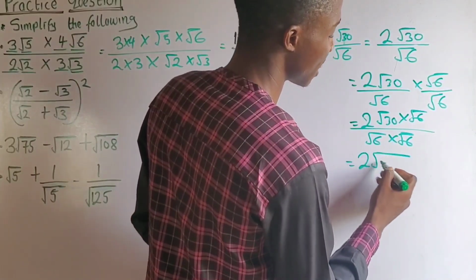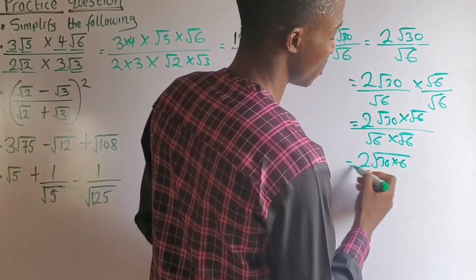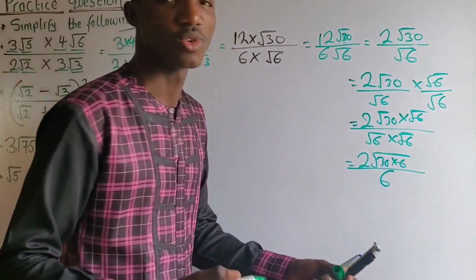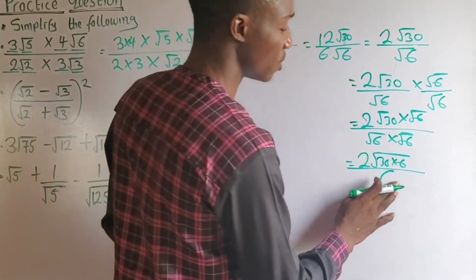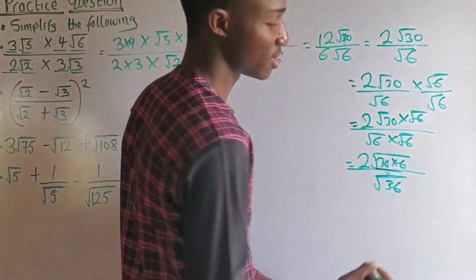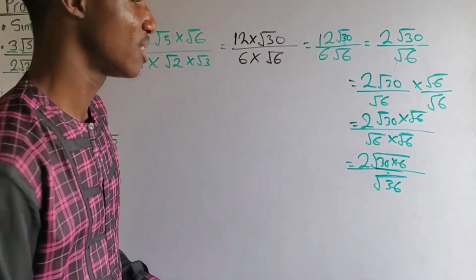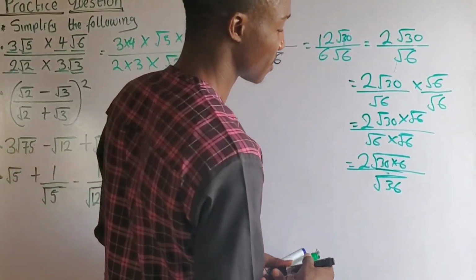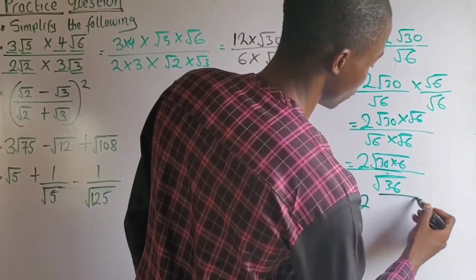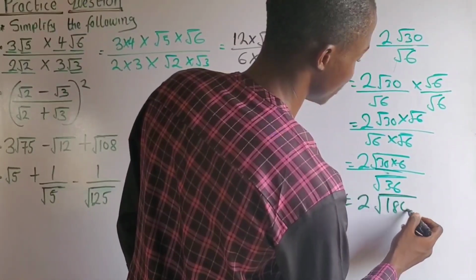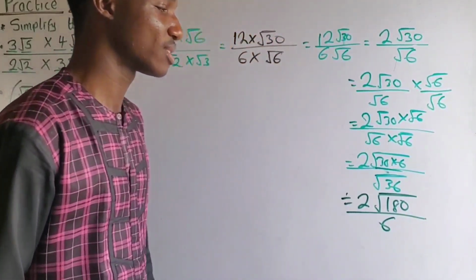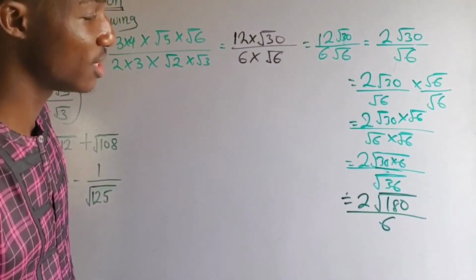Now, 2 root 30 times 6 all over root 6 times root 6, that is what? 6, right? Because root 6 times root 6 will give us root 36, okay? That is root 36. And root 36 is what? That is 6, okay? So let us proceed. For this, I'm going to have 2 root 180 all over 6.